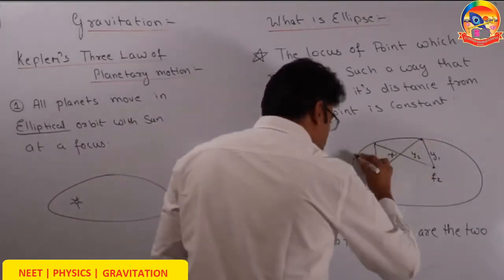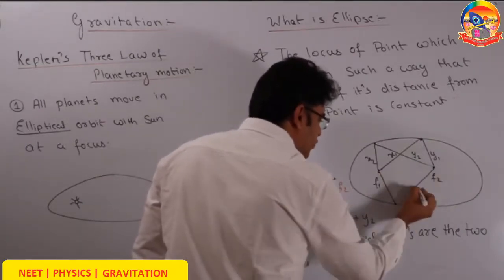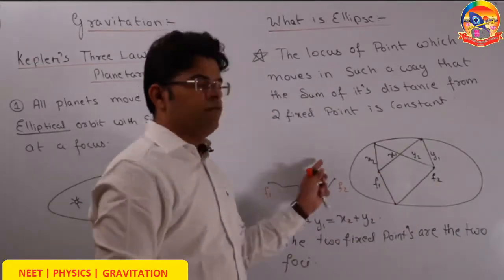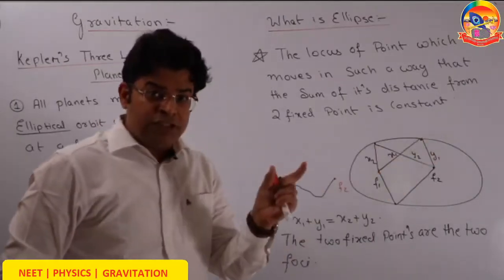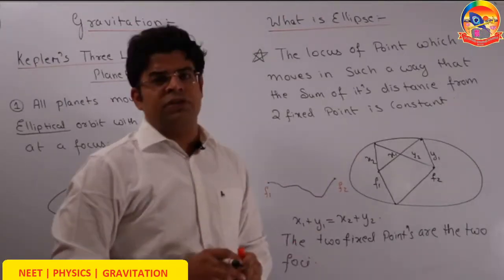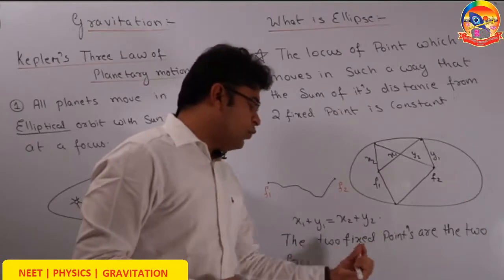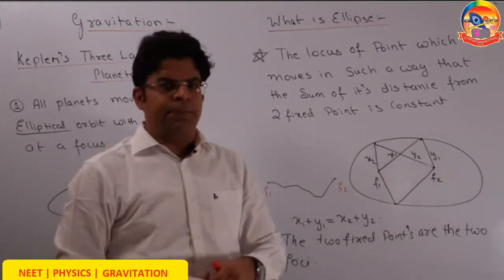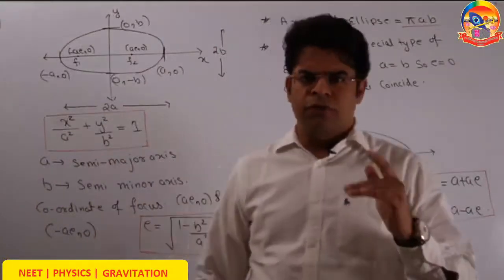So, on this whole curve, no matter where you go, the sum of distances from the 2 fixed points equals the length of the string. So we can say that x1 plus y1, the sum of distances from the 2 fixed points, equals x2 plus y2, because for an ellipse that remains constant. Remember that these 2 fixed points are the 2 foci of the ellipse. So now let us learn more properties of the ellipse.